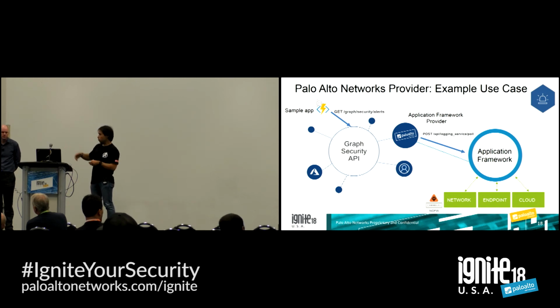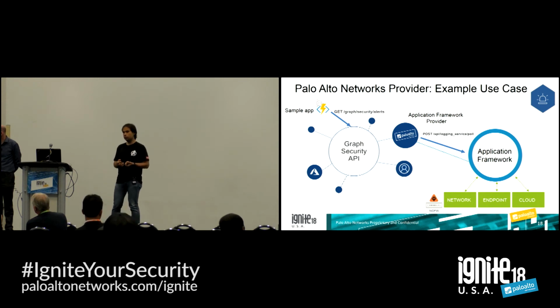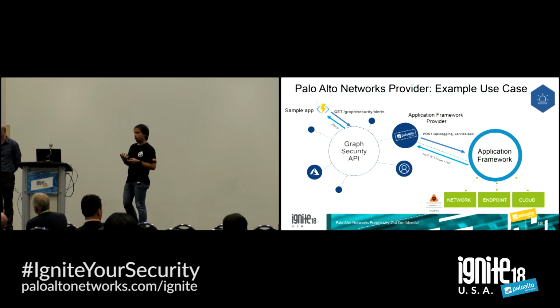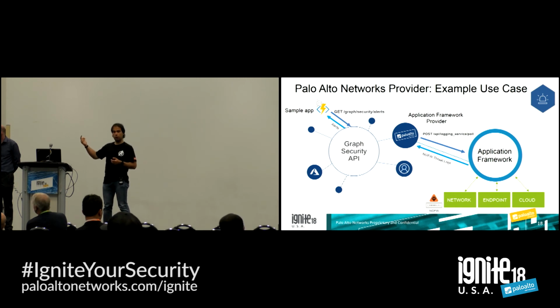And this information will be also sent to the Palo Alto Networks provider that will translate this request into the query language for the application framework. And the response from the application framework will be getting some firewall threat logs that were detected by the firewall, and this information was saved in the application framework. These logs will get back to the provider that will translate them in a language that the Graph Security API can understand and can reply back to the sample application.